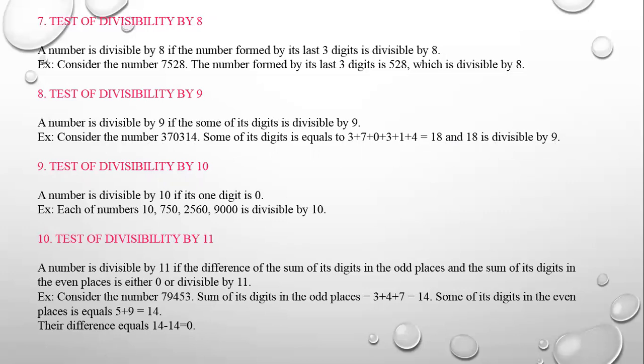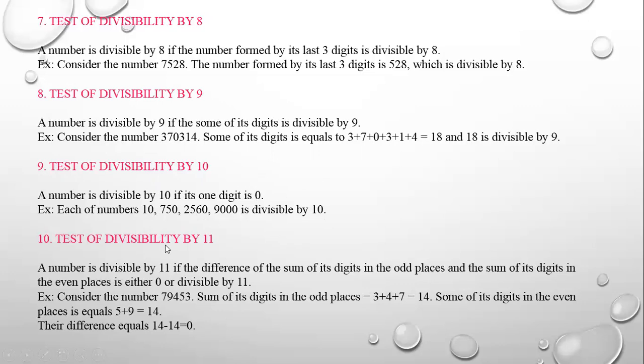Next, test of divisibility by 10. A number is divisible by 10 if its ones digit is 0. So see the numbers here, 10, 750 and so on. So here the ones digit is 0. So easily they are divisible by 10.